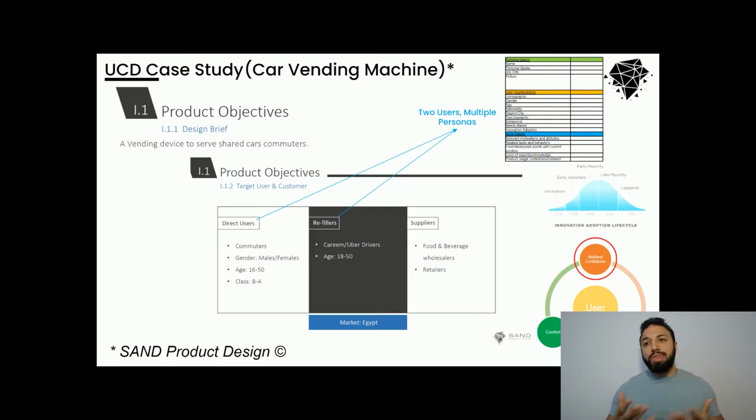So with that, you could imagine the amount of obstacles that already came into play once we decided on that design brief. But from a UCD standpoint, to focus on what we've studied so far, what are the target user and customer, or user slash customer? And in this case, who are the direct users and the indirect users? And here you could see very easily from that snip slide that the direct user will be the commuter. So basically the males and the females.